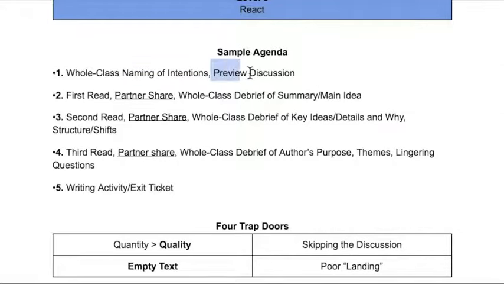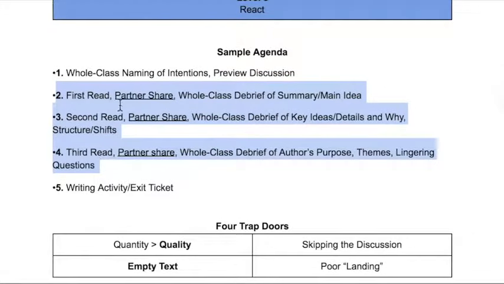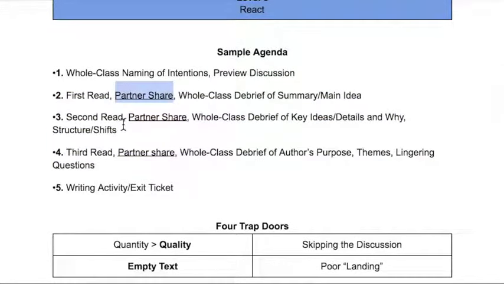I also want to have some sort of preview discussion. Maybe it's what do you know? What do you want to know? What did you learn chart? Maybe it's some guiding broader question that connects to their lives. But you want to get them thinking about the topic of the text before they start reading. Then we get into our 3 reads. And this takes some time, but you'll see I underline the partner sharing at each level because you need to make sure that you build in not only partner sharing, but also whole class debrief.